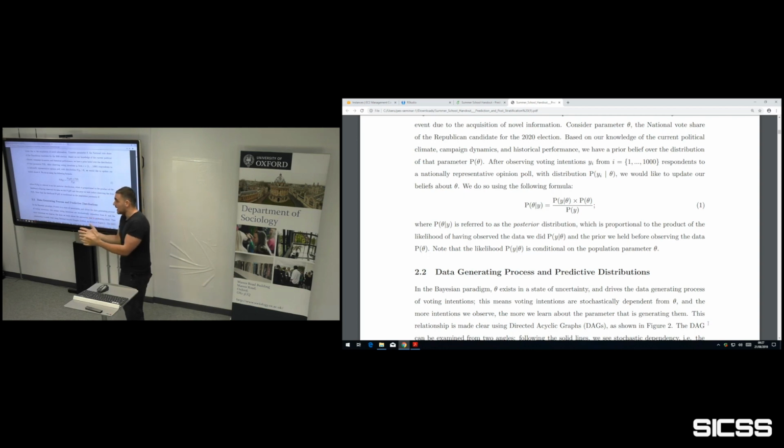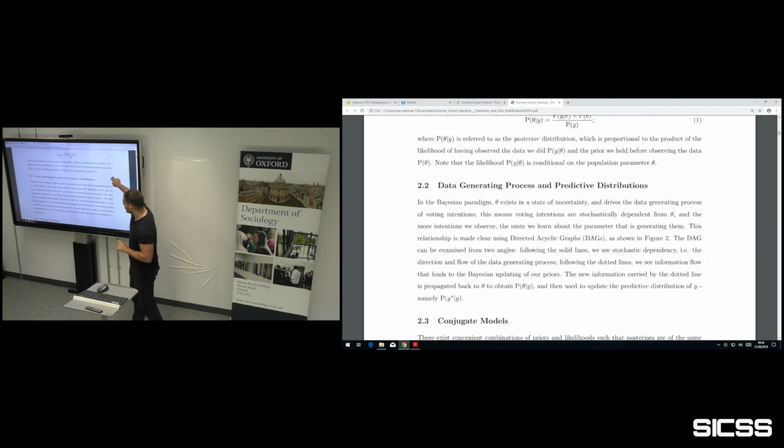So if we observe y, say y is the number of individuals who in a survey say they would vote for Trump, and if we observe y in a survey of n equals 1,000, we observe y equals 900, that suggests that our prior that was between 45 and 55% is wrong, or at least there is a conflict between the data and the prior, and we should take that into account.